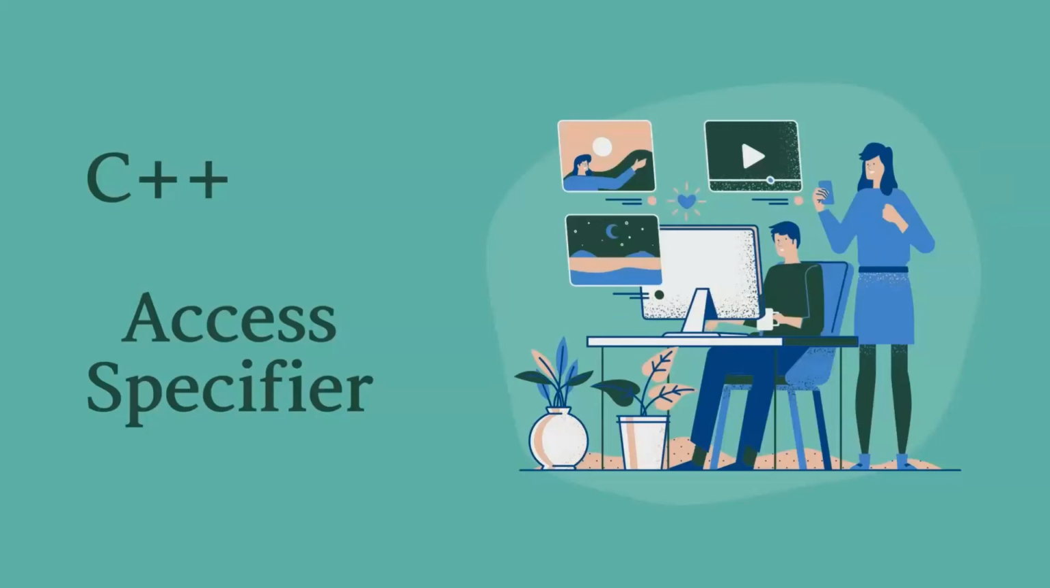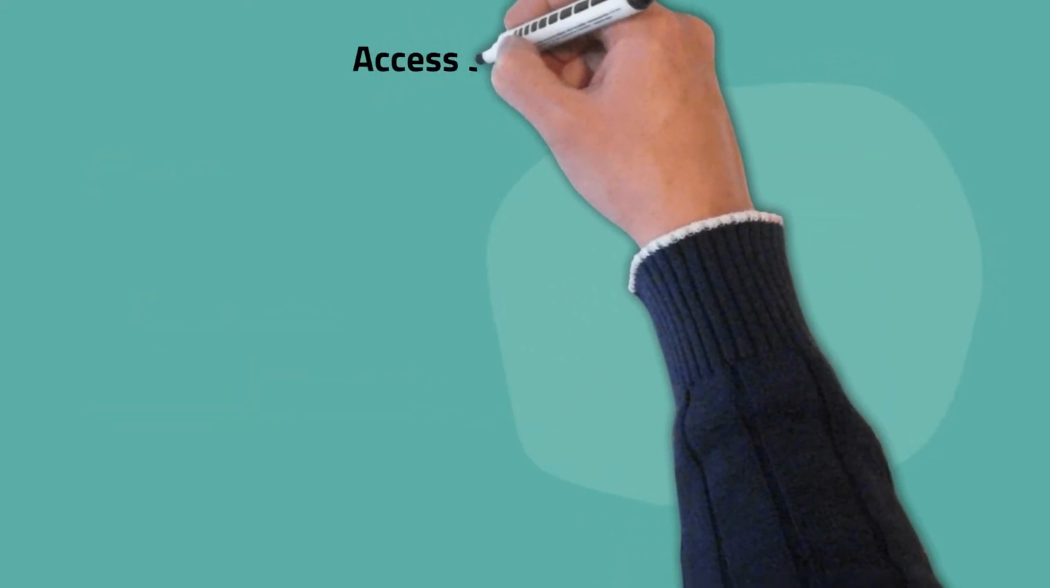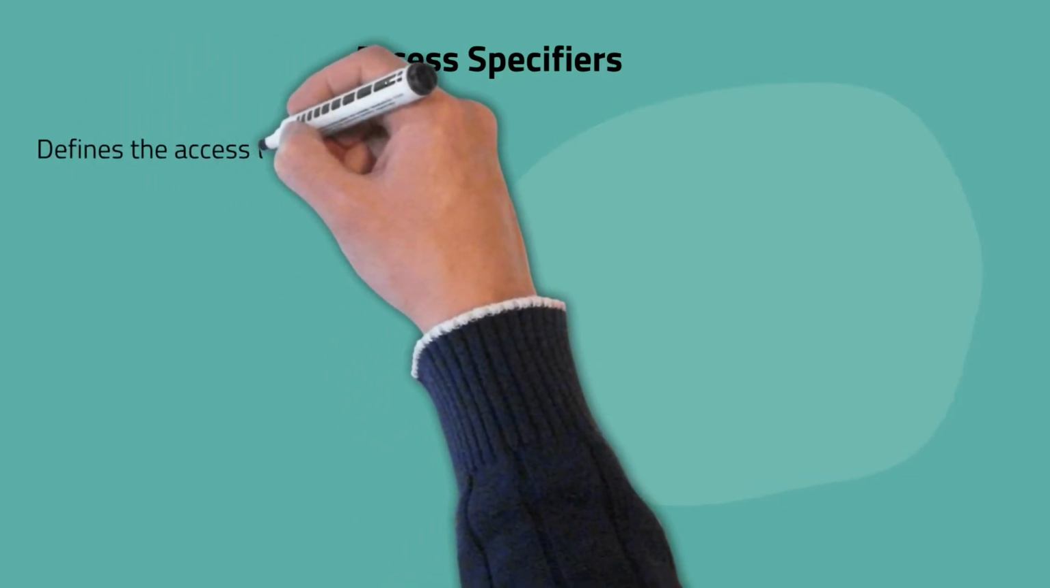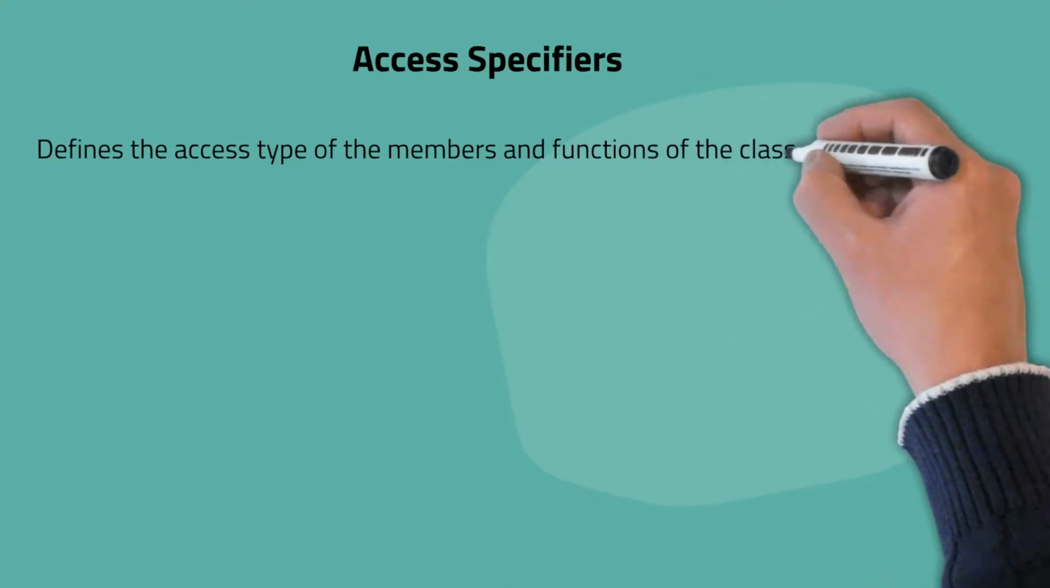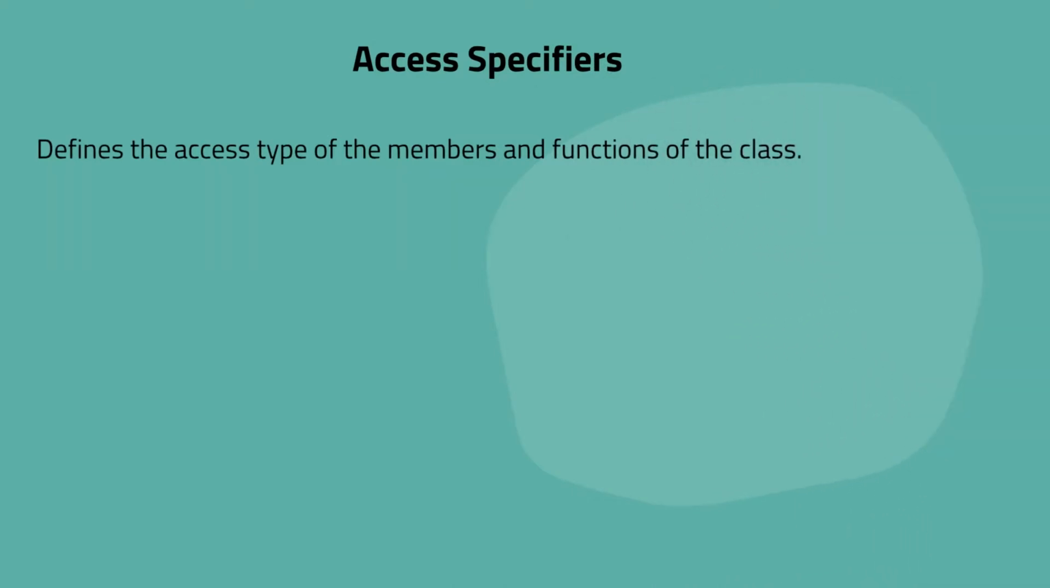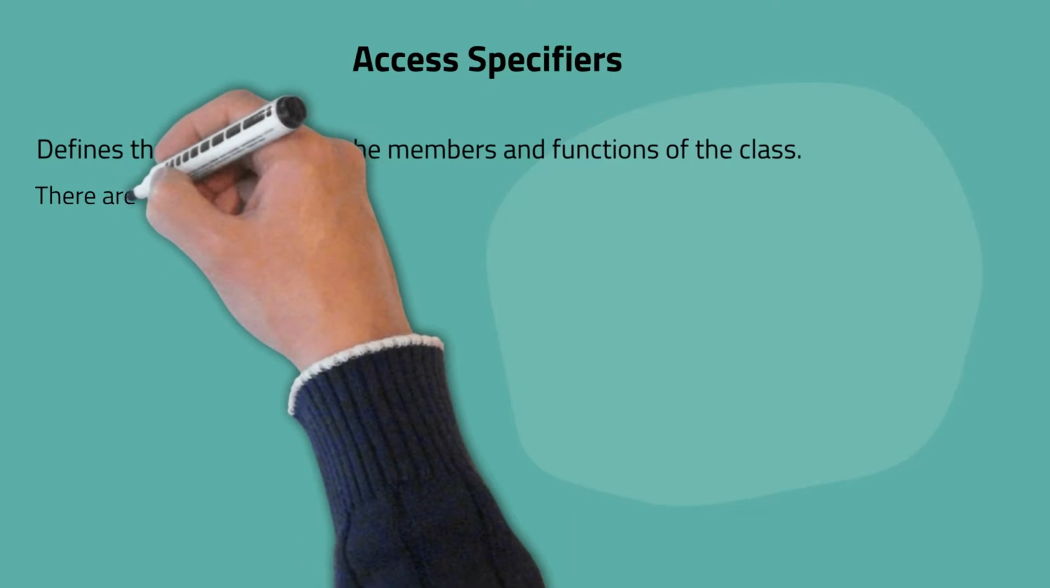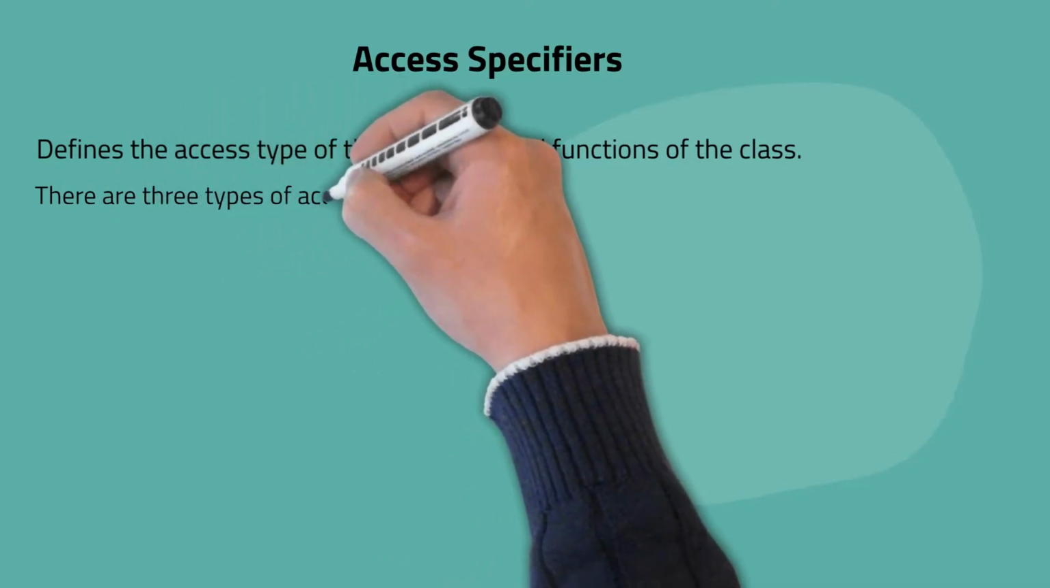In this video, we will discuss how the access specifiers are used to access the members and functions of the class. Access specifiers define the level of access of the members and also the functions of the class.